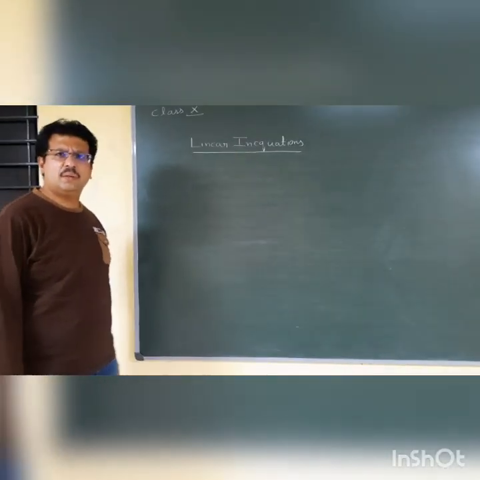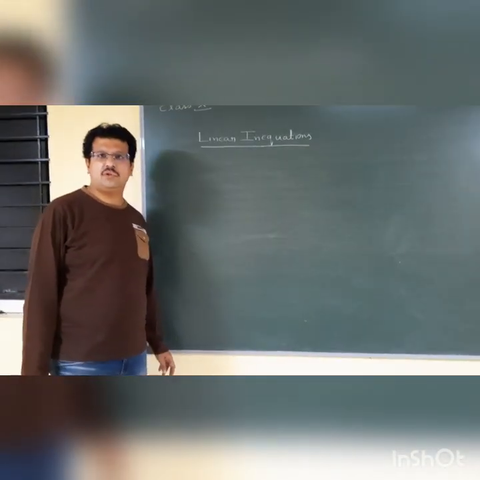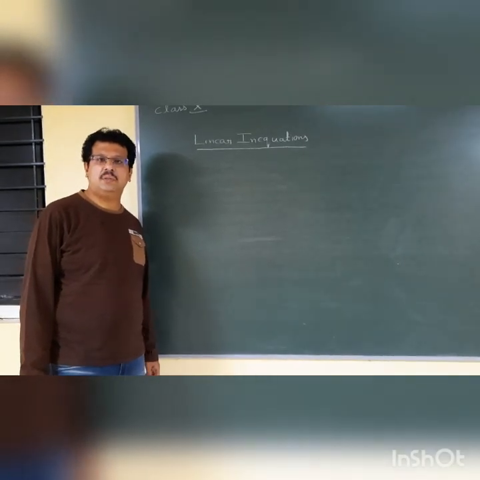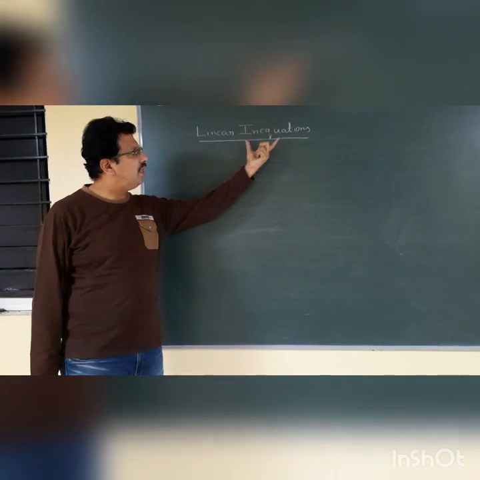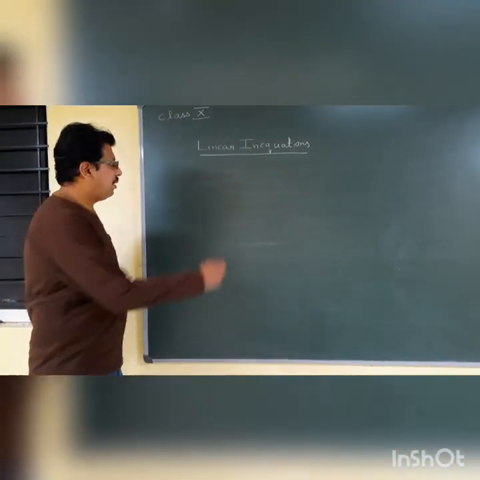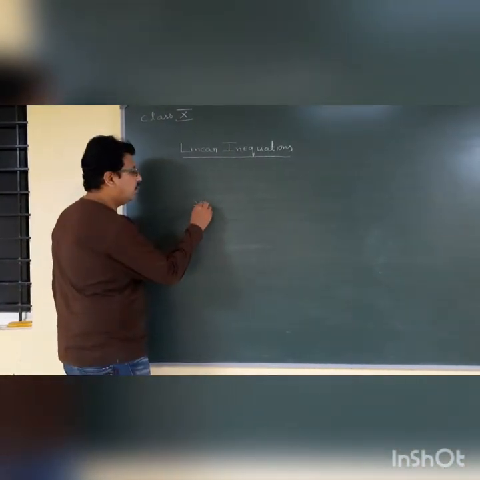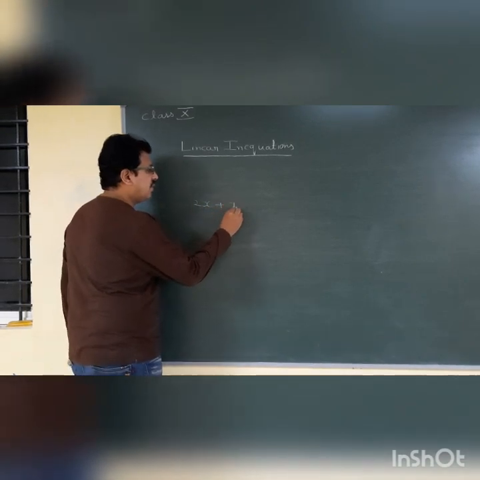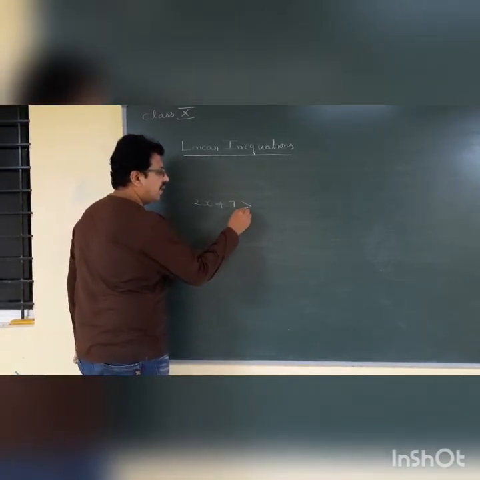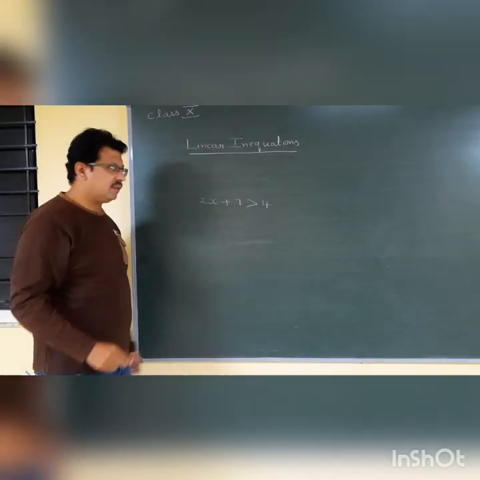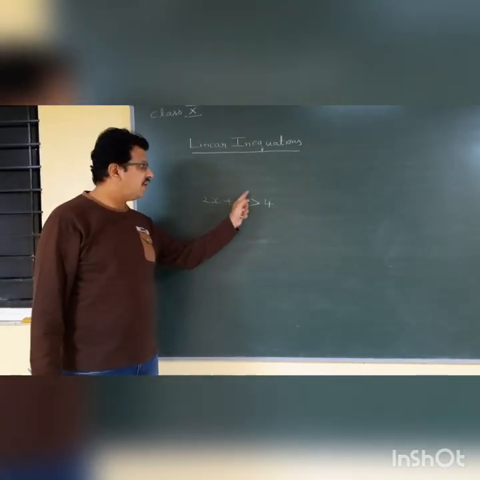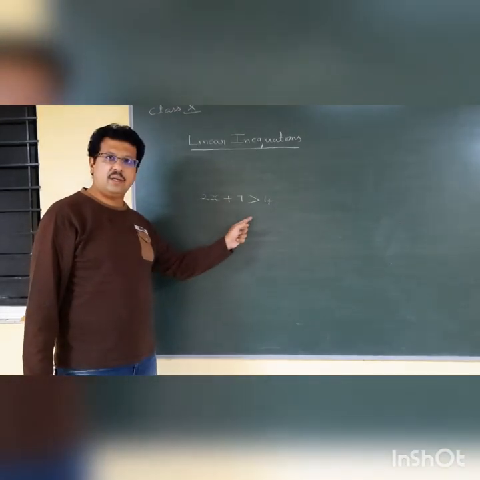So after knowing the basics of natural numbers, whole numbers, rational numbers, and real numbers, let us come back to this word inequation. For example, if I write 2x plus 7 is greater than 4, with a greater than sign, this is called an inequation.